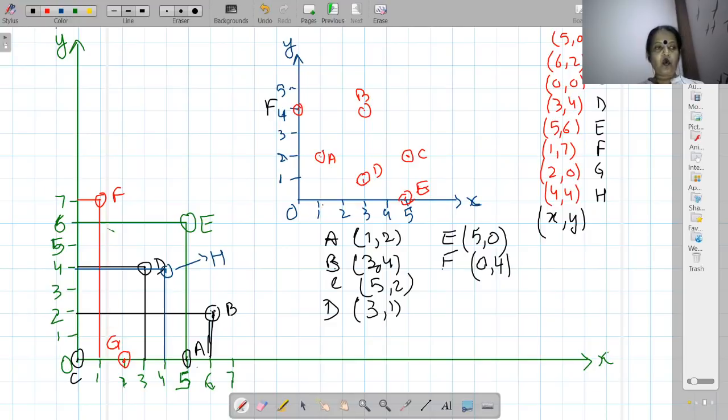Like this you can do the questions now. I think all of you have understood the concept of plotting the points, or plotting the coordinates on the graph, quite well. Now you can try the exercise yourself.